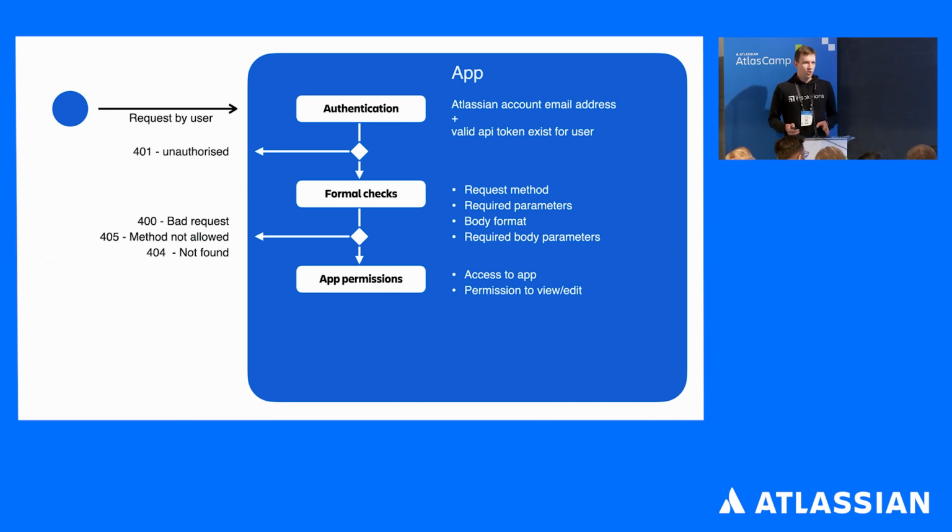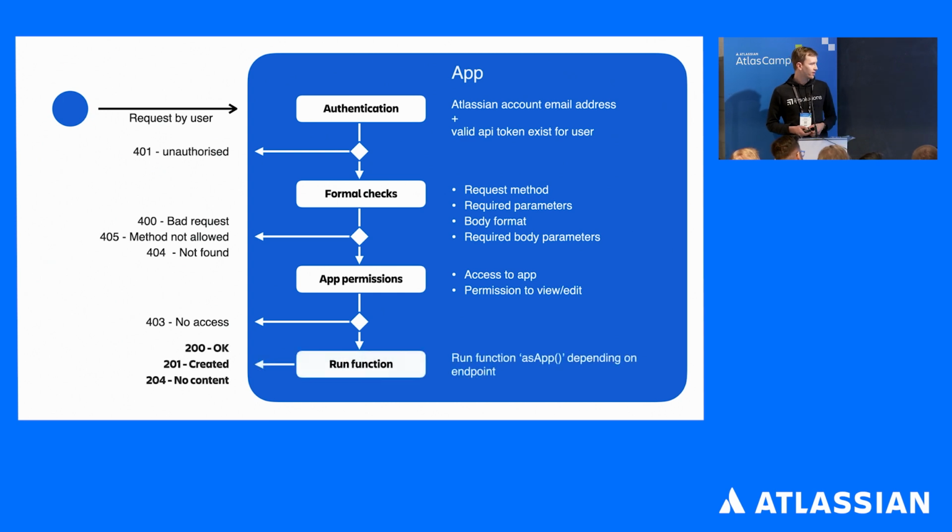Then we also have app permissions. So access to the apps can be defined by system administrators, and app access can be limited to certain users or groups. And if a user with no access to the app calls such an API, we return no access, 403. If all these checks are passed and everything is fine, we run the function as said. Everything has to be run in the backend as app. And then based on the request, we return 200, 201, or 204.